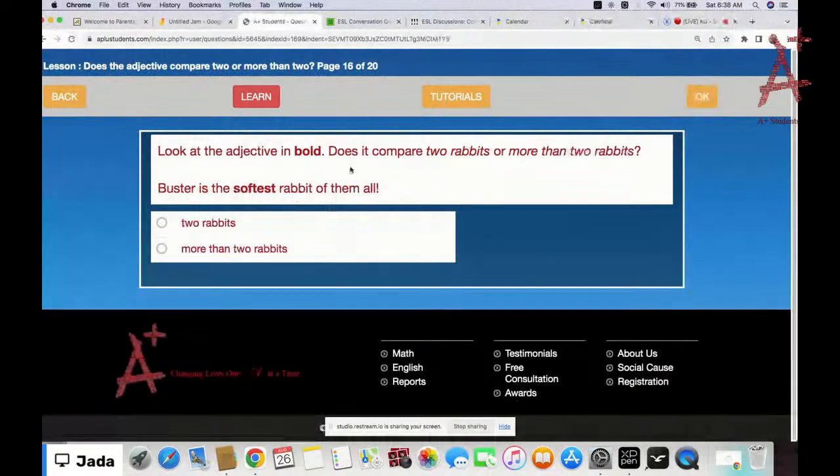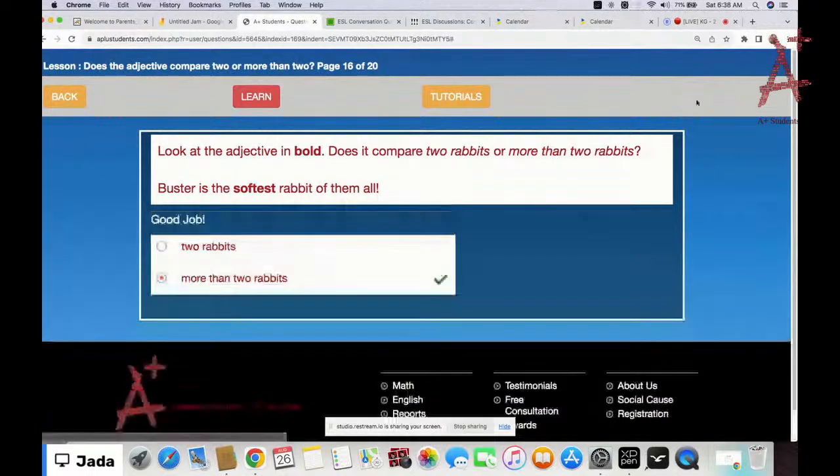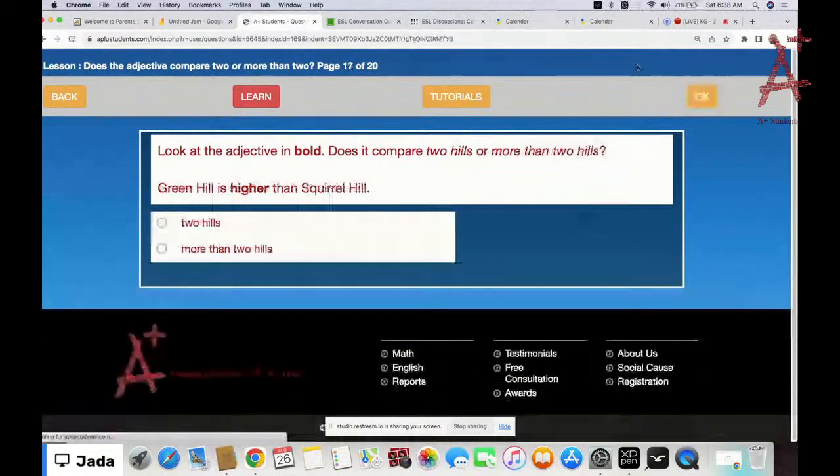Buster is the softest rabbit of them all. Softest, -est. Now that's what? More than two, because it says softest. Green Hill is higher than Squirrel Hill. So higher is what? -er. Higher has the comparative. So it's two hills, between two. Okay? So that's it.